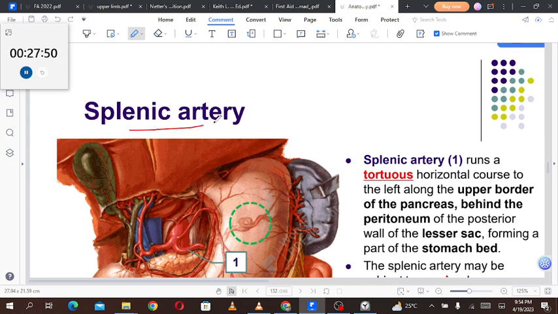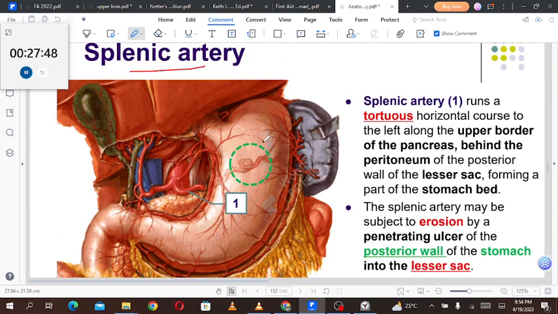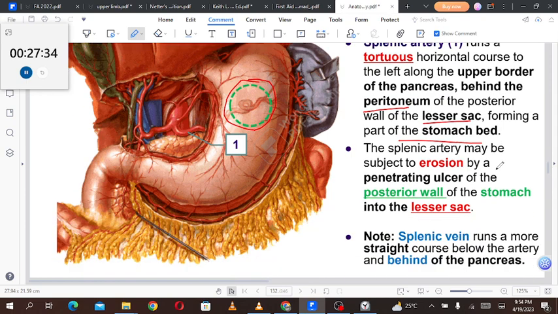Moving forward to the splenic artery. So here we have the splenic artery, this one, that is coming directly from the celiac artery. The splenic artery runs a tortuous horizontal course to the left along the upper border of the pancreas behind the peritoneum of the posterior wall of the lesser sac, forming a part of the stomach bed. It is forming a part of the stomach bed, which means that the structures on which the stomach is lying will be forming the stomach bed. So one of the structures forming the stomach bed is the splenic artery.